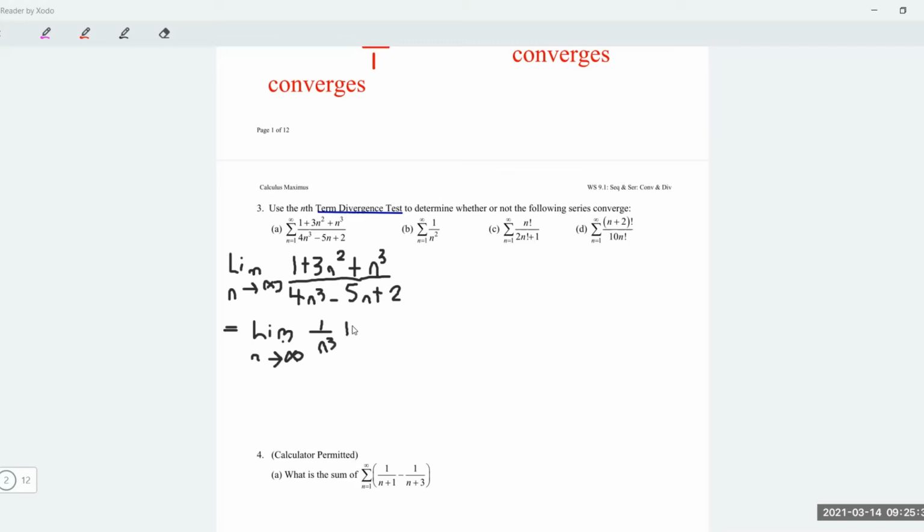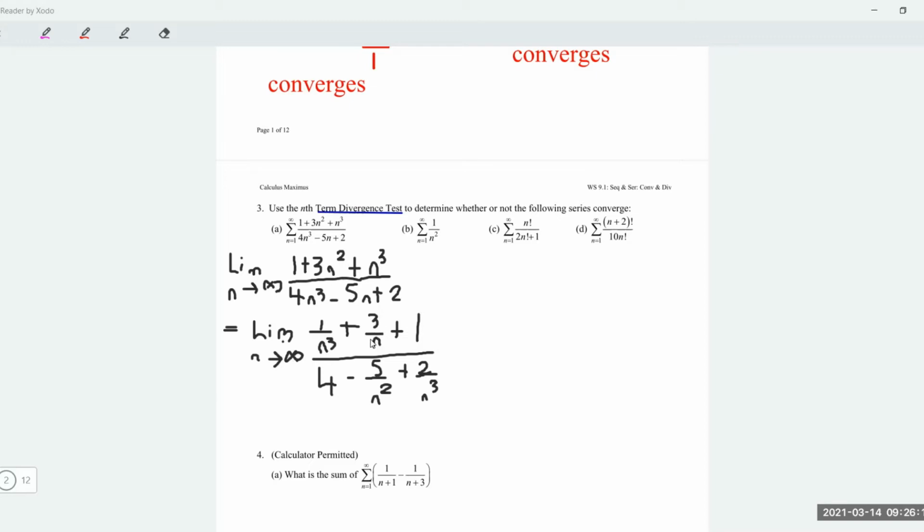plus 3n squared over n cubed is just 3 over n, plus now n cubed over n cubed is 1, divided by 4n cubed over n cubed, which is 4, minus 5n over n cubed is 5 over n squared, plus 2 over n cubed. Good. Now when you apply n equal infinity, 1 over infinity is 0.